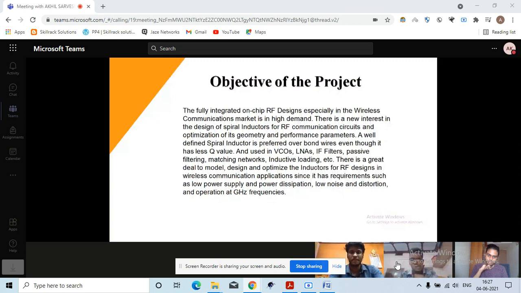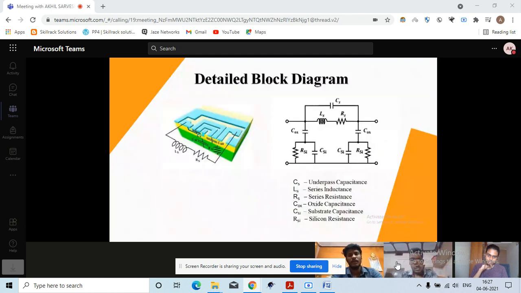We have derived these three formulas: oxide capacitance, substrate capacitance, and resistance. This is the detailed block diagram we have attached. CS is the underpass capacitance used, LS is the series inductance, RS is the series resistance, and COX is the oxide capacitance. Then CSI is the substrate capacitance and RSI is the substrate resistance. And here on the left side we have attached a 3D model of a spiral inductor.